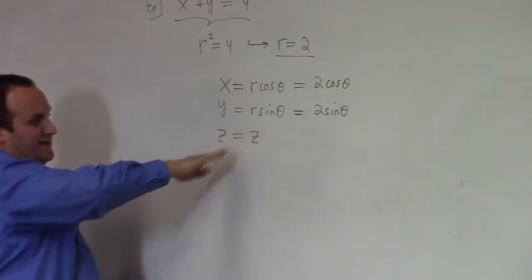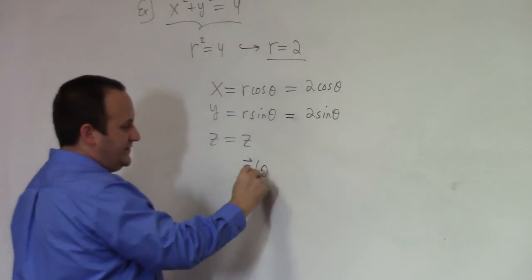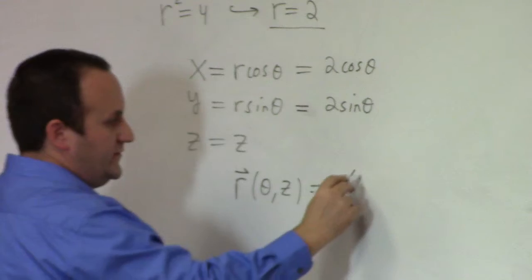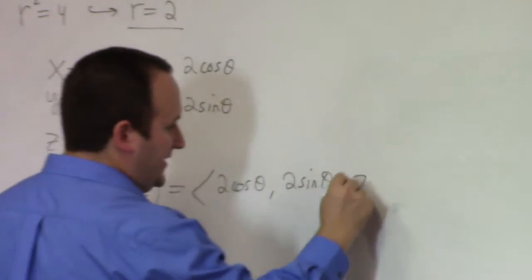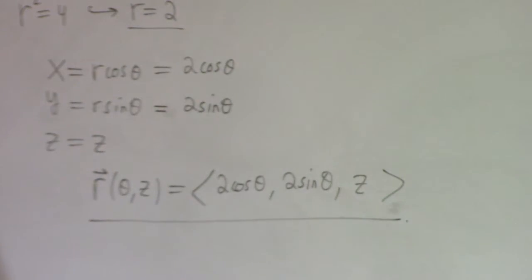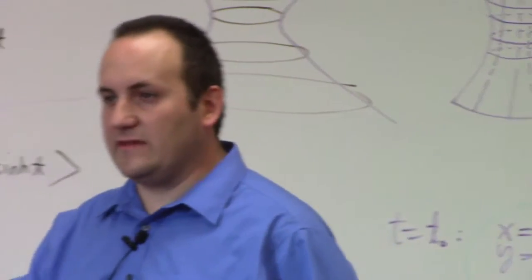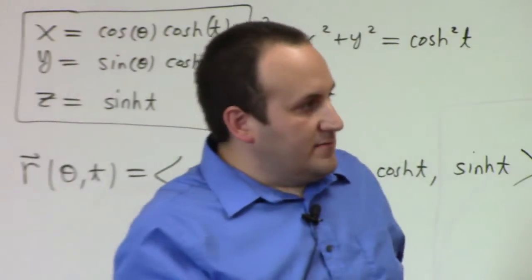this then gives me the parameterization, right? I can use r of theta z, 2 cosine theta, 2 sine theta, z. There you go. That's the parameterization for that cylinder. If your surface is related to one of the standard coordinate systems by just freezing one of the standard coordinates, it's really easy to write down the parameterizations. You can just use the standard cylindrical.